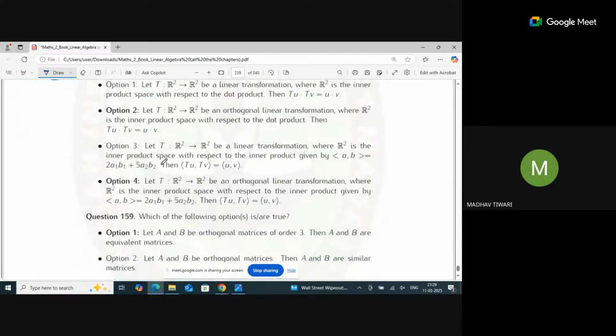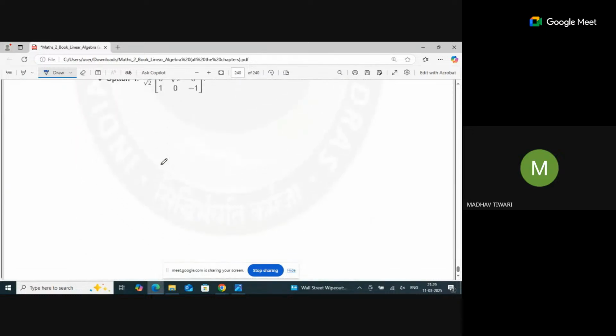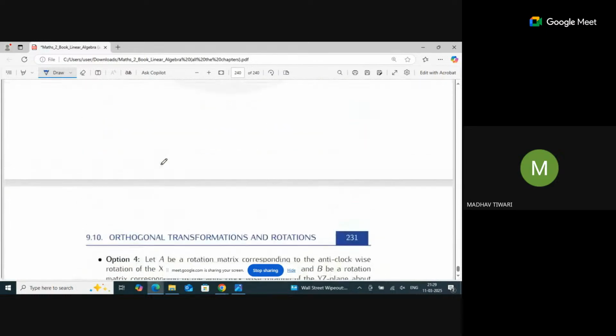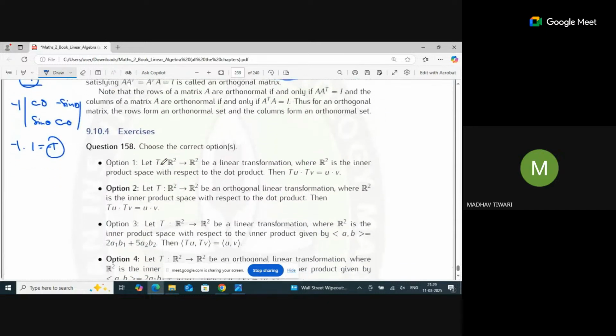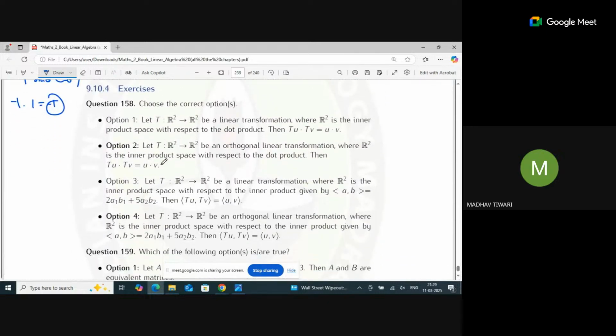So now let's see some questions. Any query about the concept anyone is having? No. So let's continue with this. Here you are given R2 to R2 is a linear transformation, and if this condition holds, it is orthogonality. It is an orthogonal linear transformation, orthogonal but linear as well.